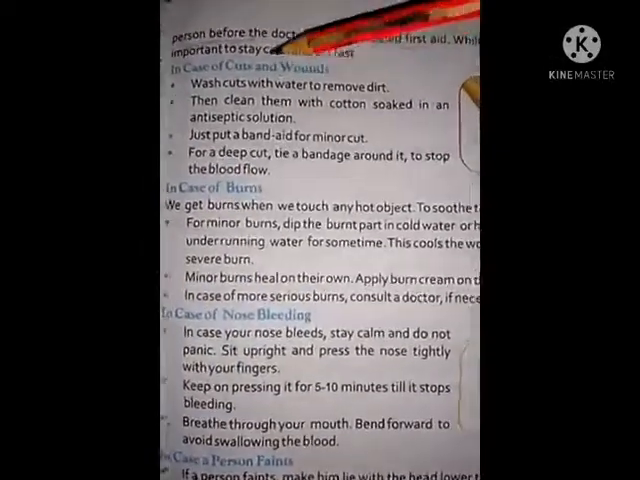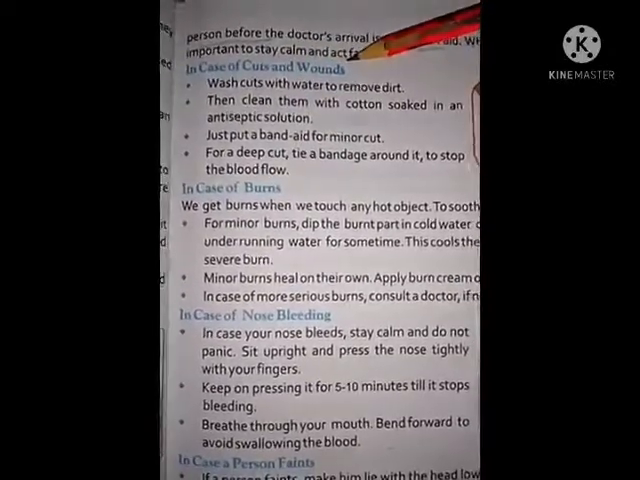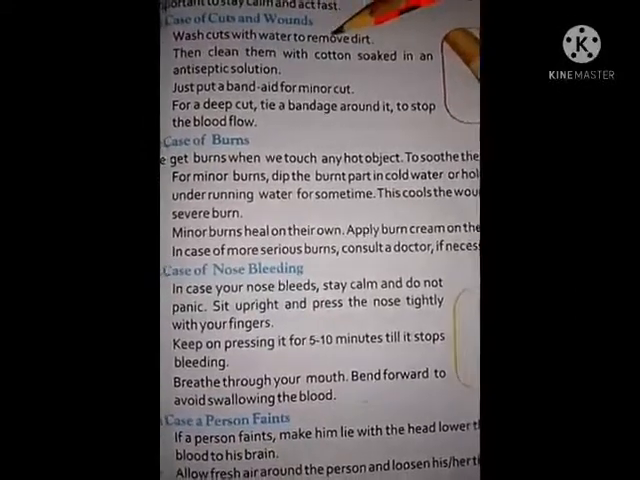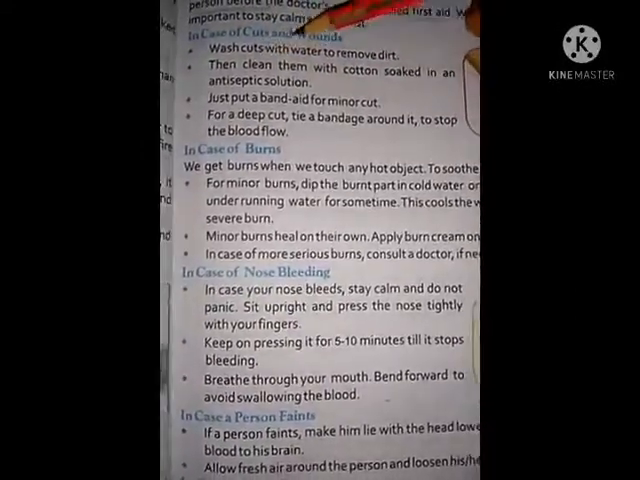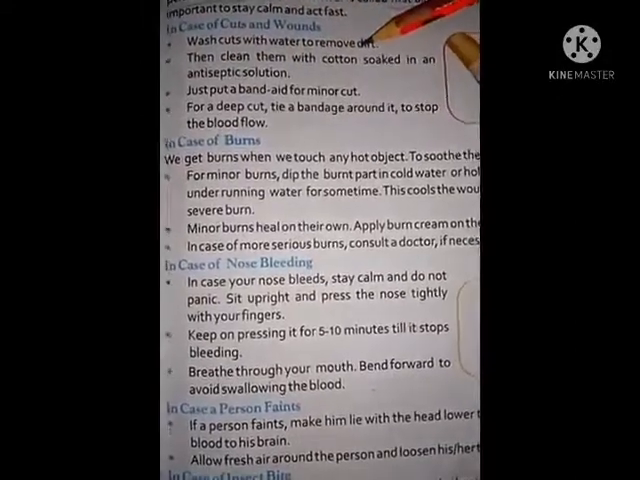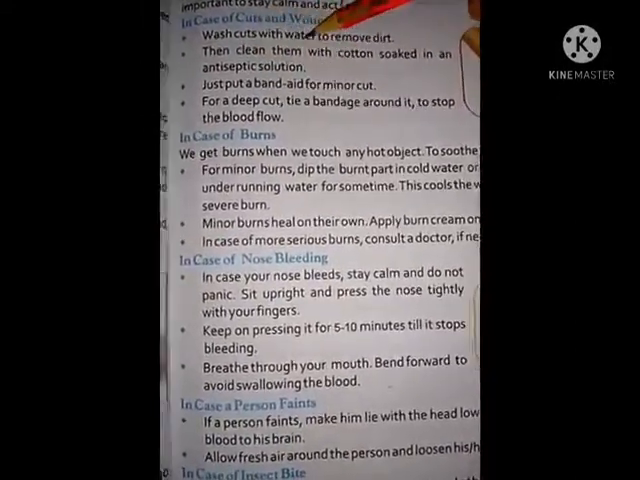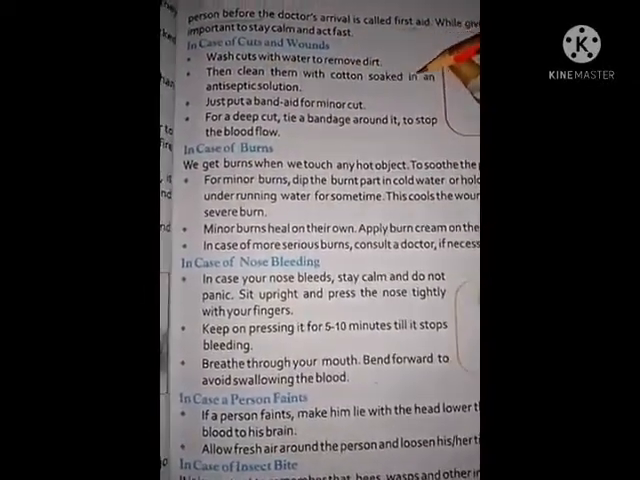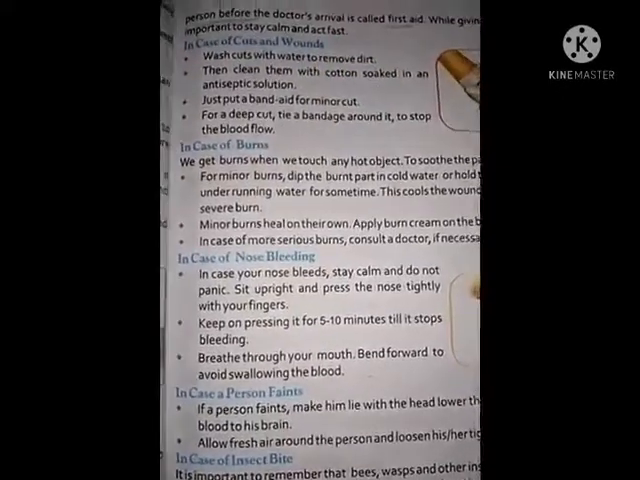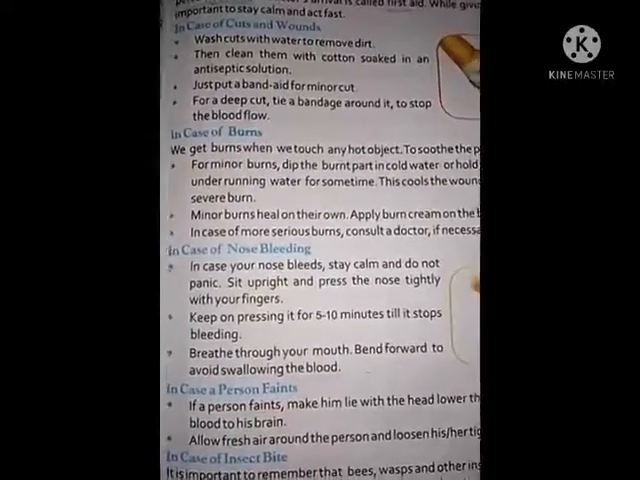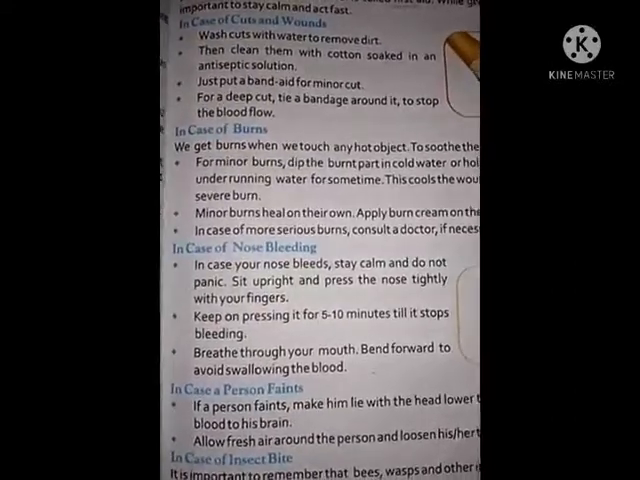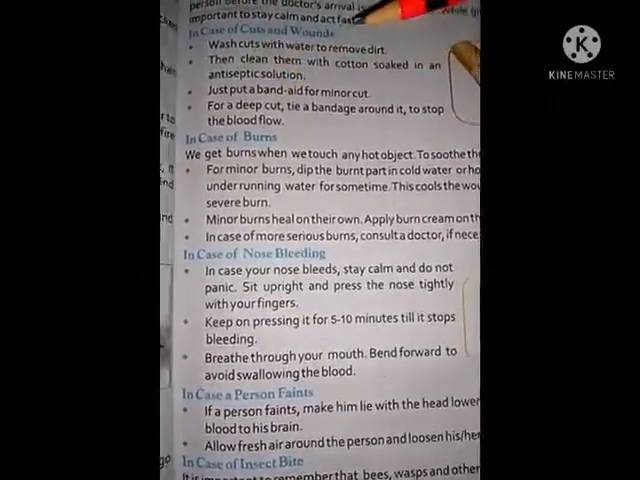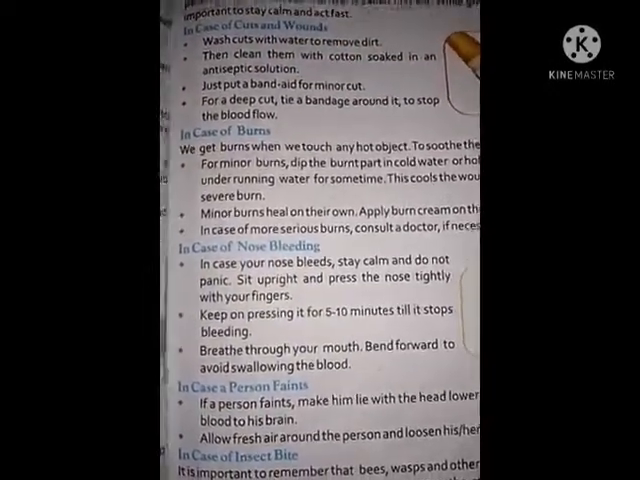Okay? In case of cuts and wounds caused by sharp objects, wash the cuts with water to remove dirt. Then clean them with cotton soaked in an antiseptic solution. Take a cotton, soak that in an antiseptic solution, and after that clean the cut portion, the injured part.